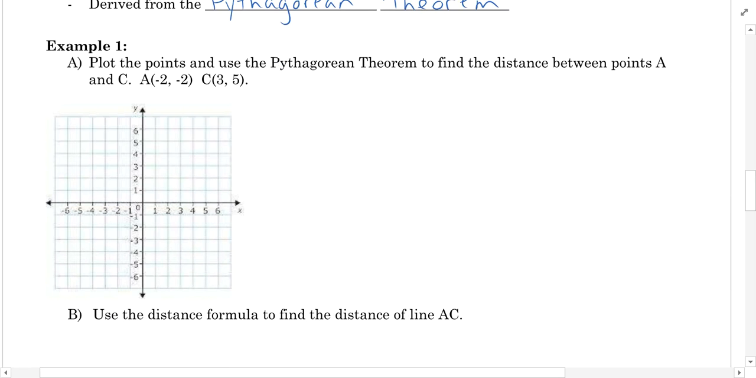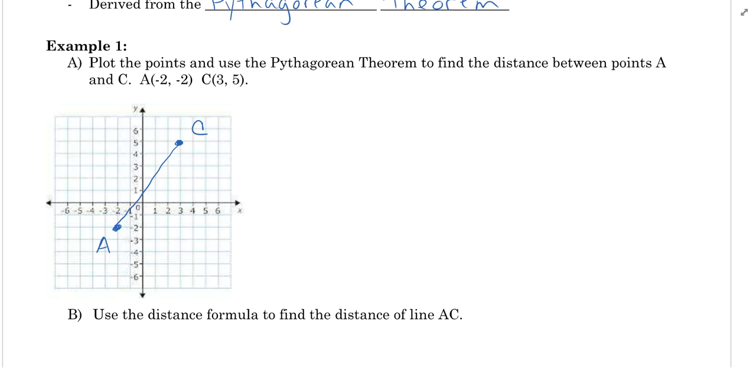So example 1, we're going to plot the points and use the Pythagorean theorem to find the distance between points A and C. So point A is at -2, -2, right there. And point C is at 3, 5, so right there. And we are interested in the distance between those two. Now, unfortunately, there is no easy way out of just counting diagonal boxes. That does not work here.